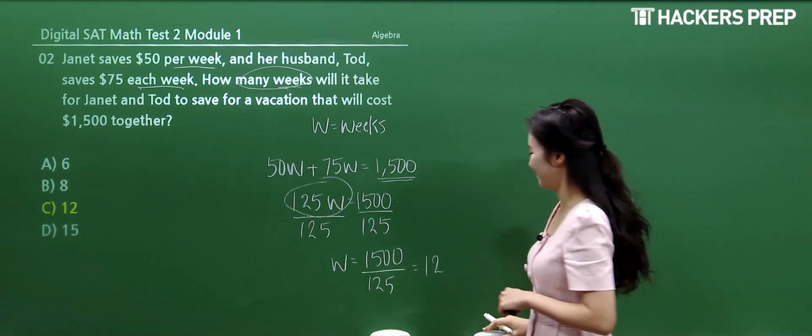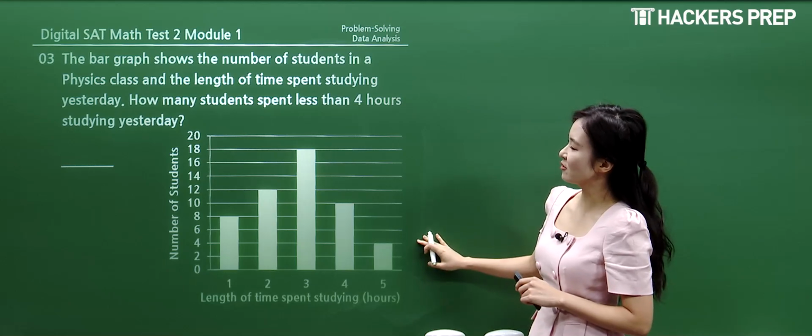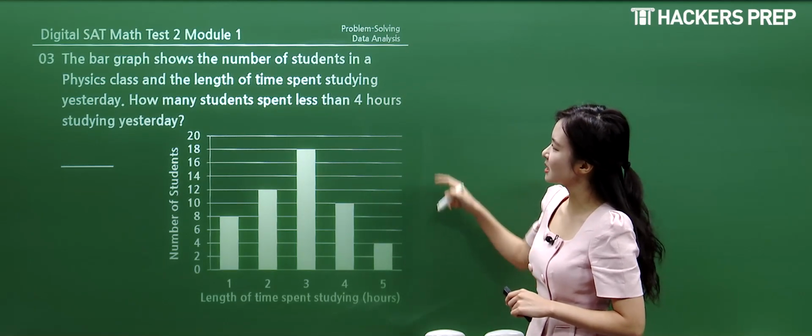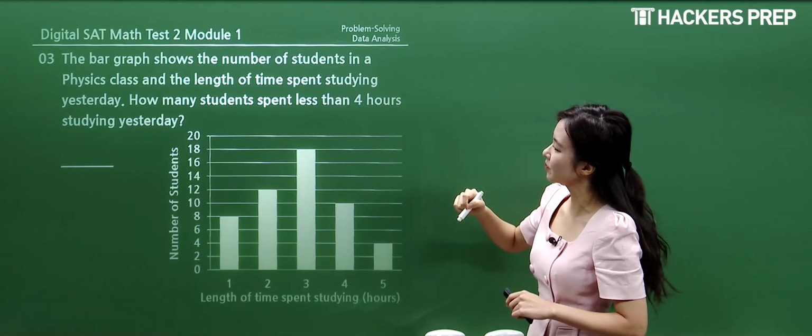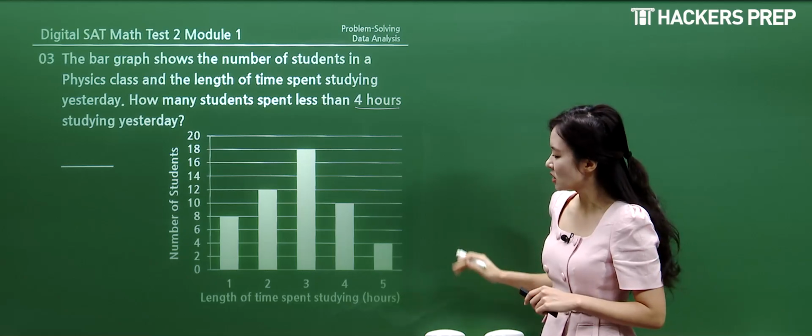Perfect. Let's move on. Okay, question 3. The bar graph shows the number of students in a physics class and the length of time spent studying yesterday. How many students spent less than 4 hours studying yesterday? So let's take a look.